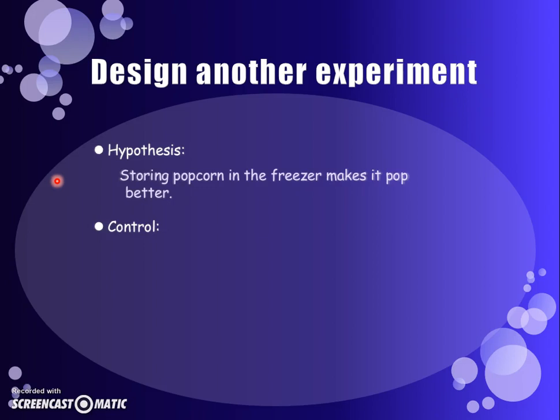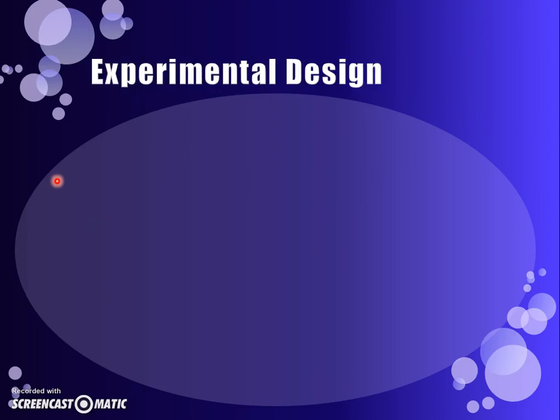Okay, so what will your control be? Pause it and think about what you will be doing so that you know what the results would be. Your control is your regular one. You stored it at room temperature, and then you'll be testing your single variable, which will be the storage temperature. Either it's at room temperature or else in the freezer.